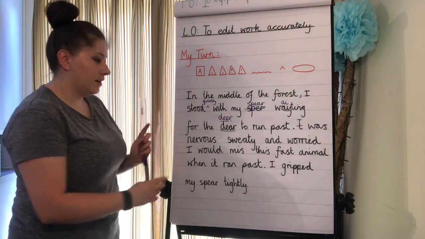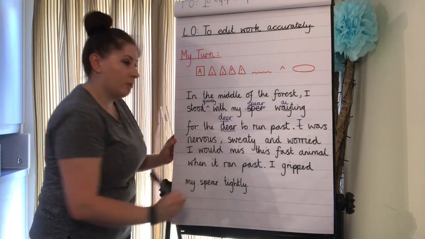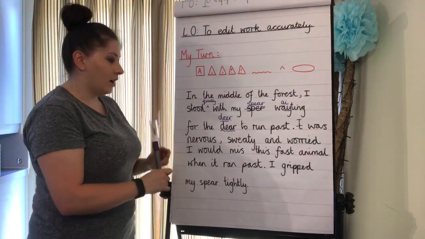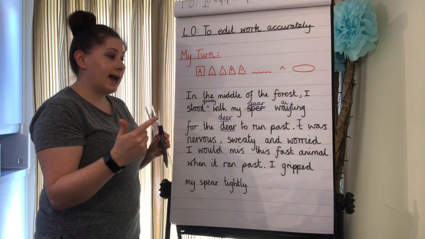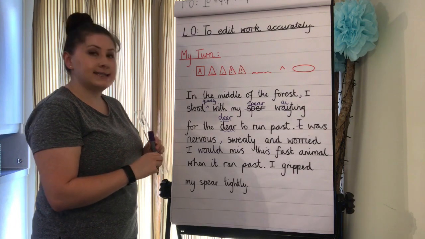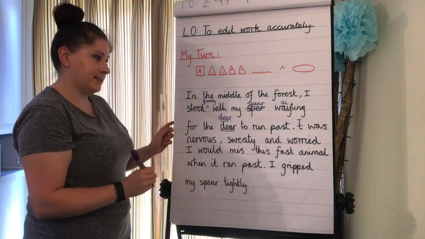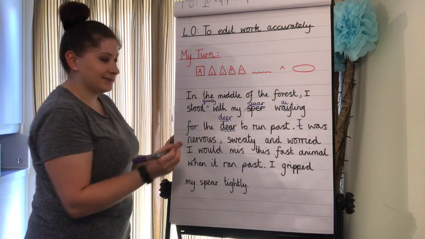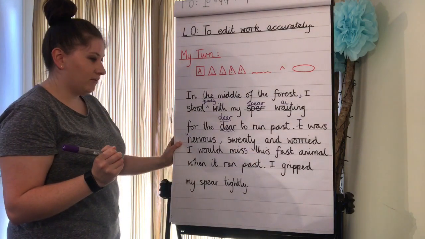Now I noticed that I naturally took a breath after nervous. That means I need to put a comma in there. If you look carefully, I've used a list sentence. I was nervous, sweaty and worried. I've listed 3 things, so I need my comma because I also have my and to separate. I was nervous, sweaty and worried I would missed off the S, 2 S's, this fast animal when it ran past.